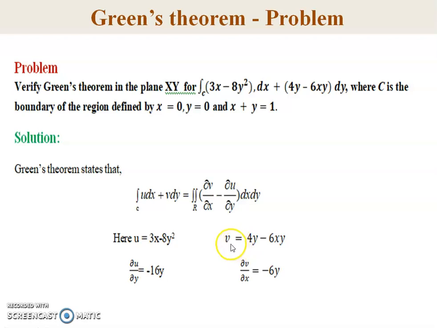Now v equals 4y minus 6xy. Differentiate this with respect to x. The y term becomes 0, and x becomes 1, so we have minus 6y. So first finding the functions u and v and the partial derivatives ∂u/∂y and ∂v/∂x is the very first step in Green's theorem.